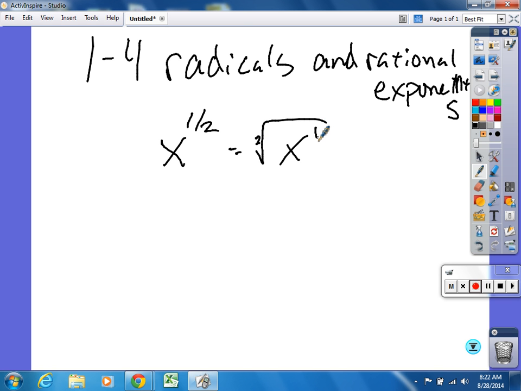1, right? So therefore, if I had a generic case, if I had a raised to the b divided by c power, what would that be in radical form? The c root, okay, not everything's a square root, of a raised to the b. Okay, everybody understand that? That is a big deal today. Okay?